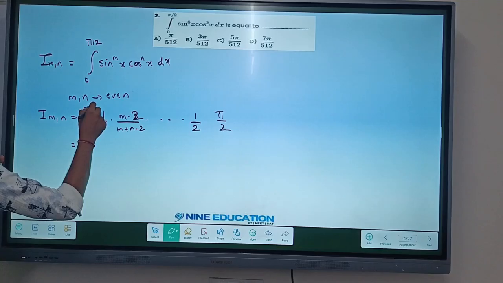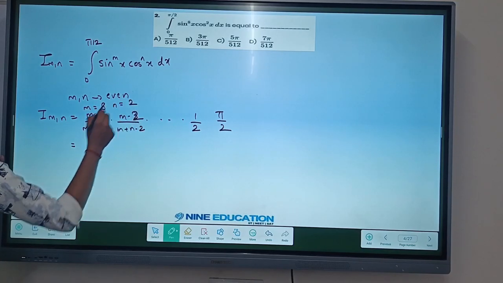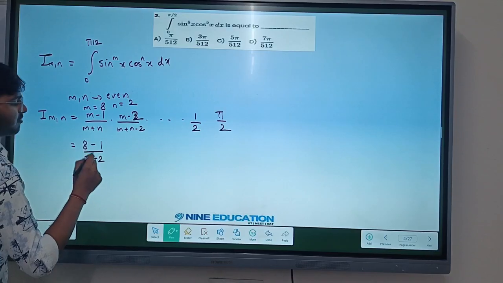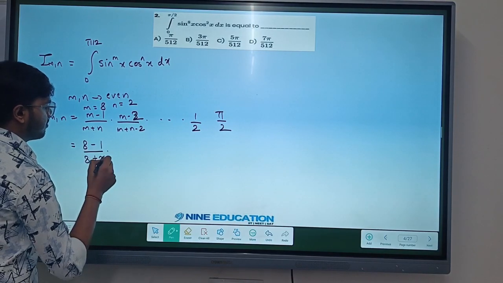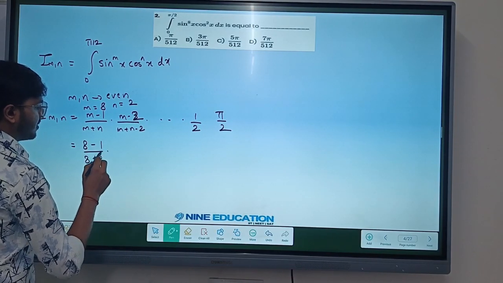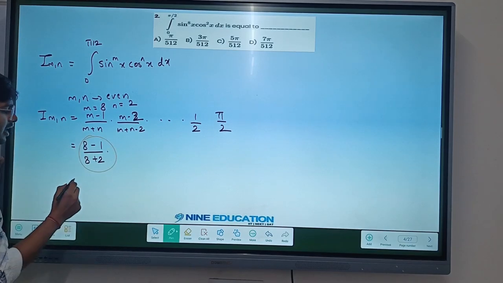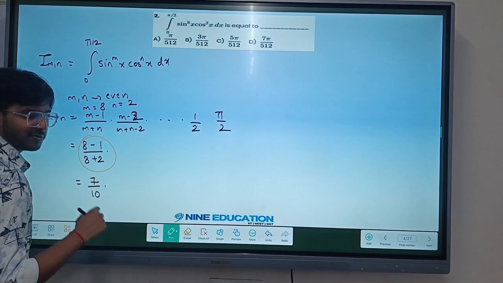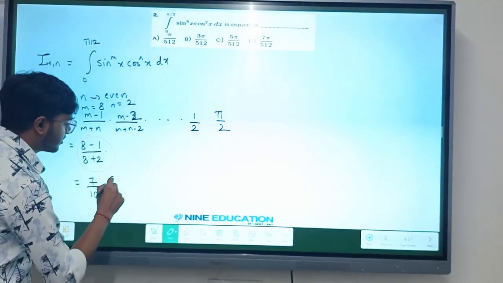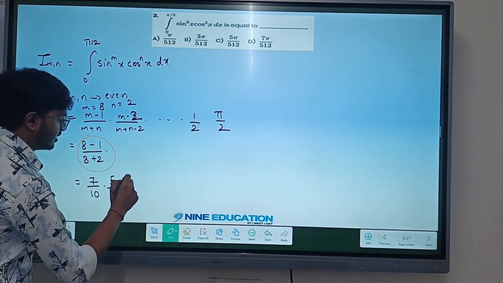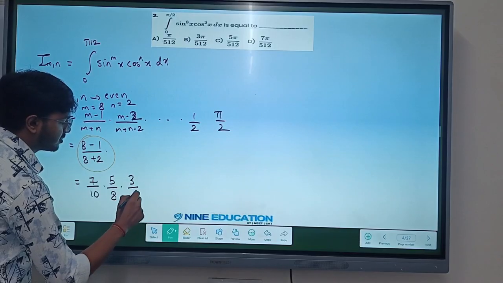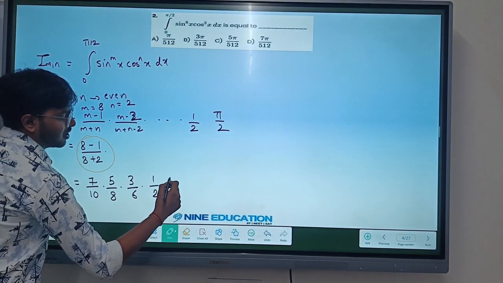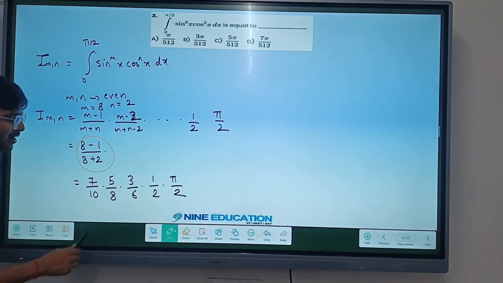So here m is 8, n is 2. So what will we get? 8 minus 1 by 8 plus 2. So the first step which we are getting, 8 minus 1 by 8 plus 2. What is this? 7 by 10. The numerator is getting subtracted by 2, denominator is getting subtracted by 2. So next would be 5 by 8. Then 5 minus 2, 3. 8 minus 2, 6. 3 minus 2, 1. 6 minus 2, 2. So we got a 1 by 2. At last we have to multiply it by pi by 2.